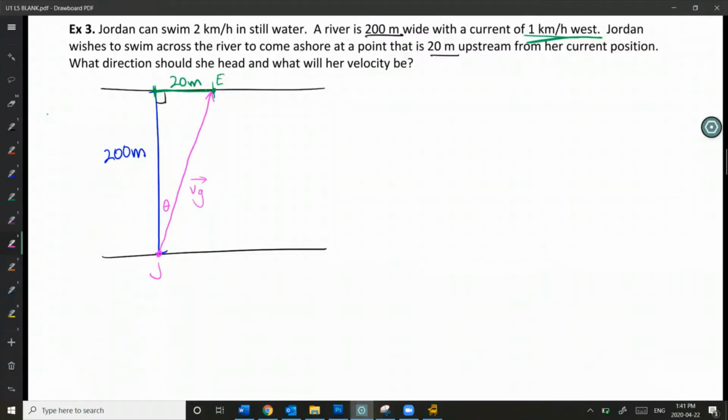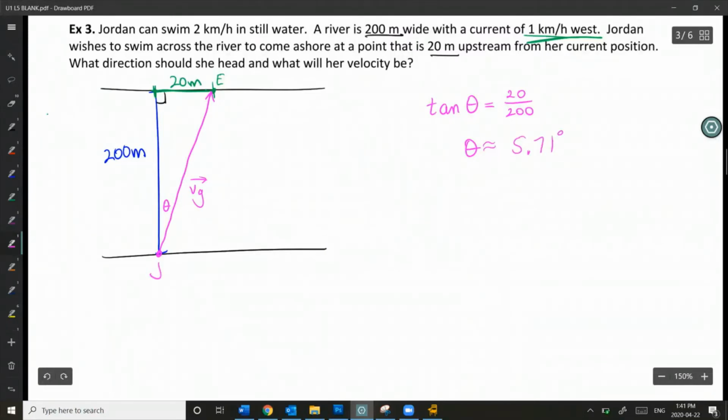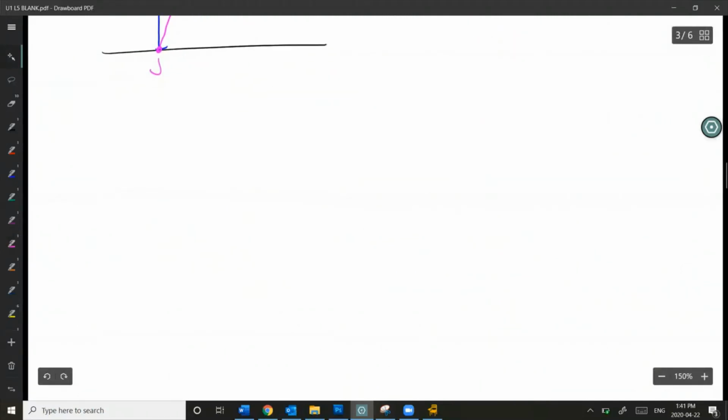Okay, so let's find theta. This is a right angle triangle, so that's going to be nice and easy. We're going to do opposite over adjacent. And in our calculators, we want to do tan inverse of 20 over 200. And if you'd like, you can keep a couple decimals here. I think probably 2 decimals is enough. So 5.71 degrees. And that is going to be this little slice right here. Okay, now that we have this information, we can apply this to a vector diagram. So I'm going to draw a separate vector diagram over here.